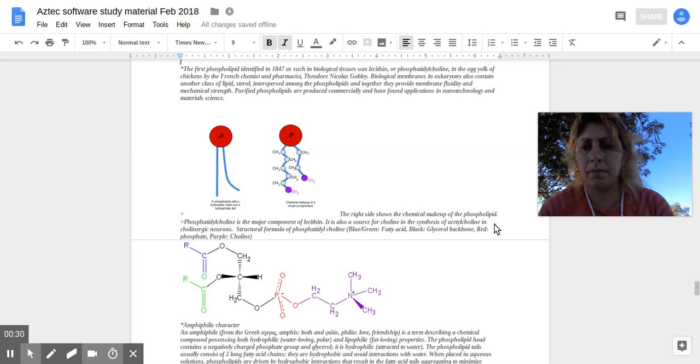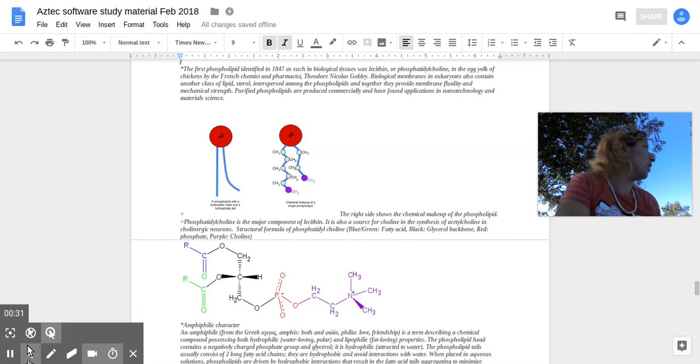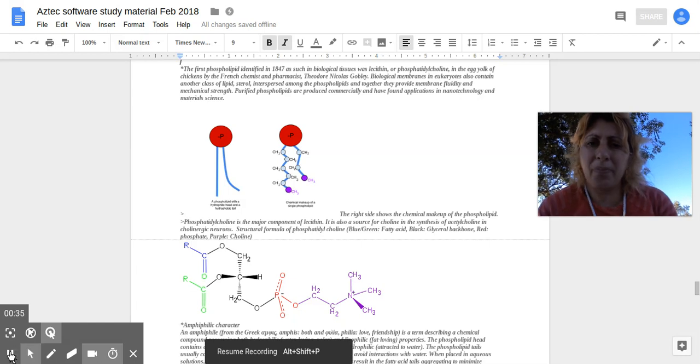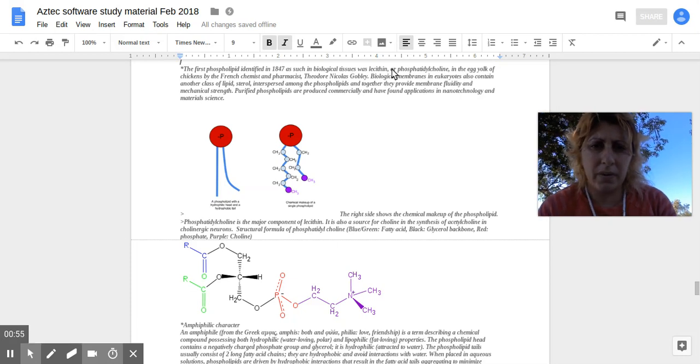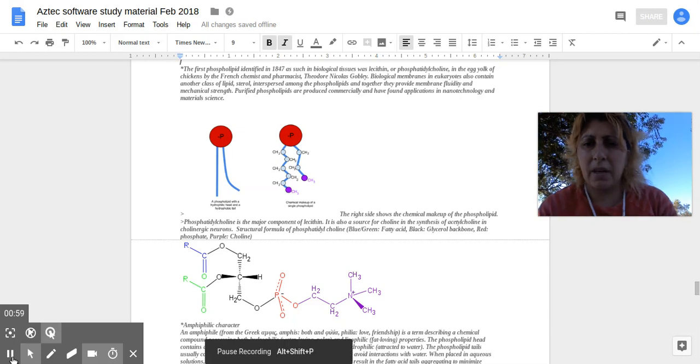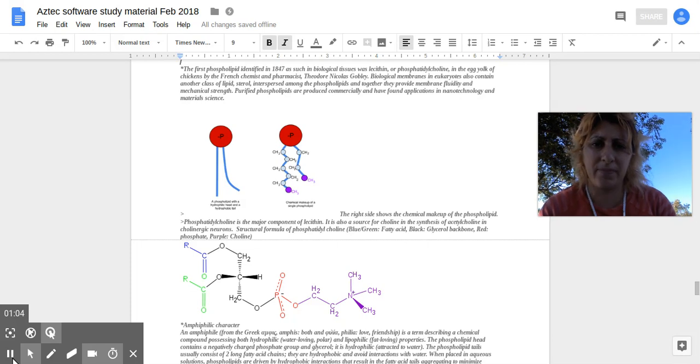The first one was called lecithin that was found in tissues, and phosphatidylcholine, which is, I guess, the same as lecithin, in the egg yolk of chickens. It was found by Theodore Nicolas Goblet, a French chemist.